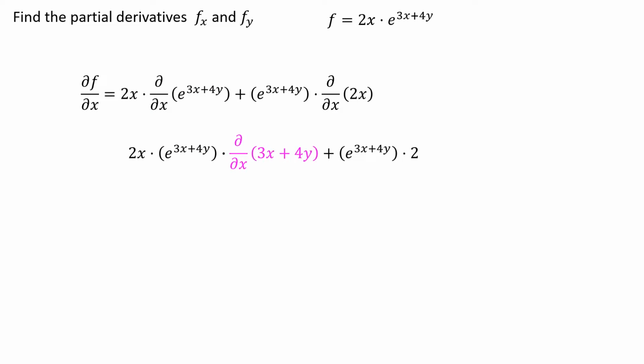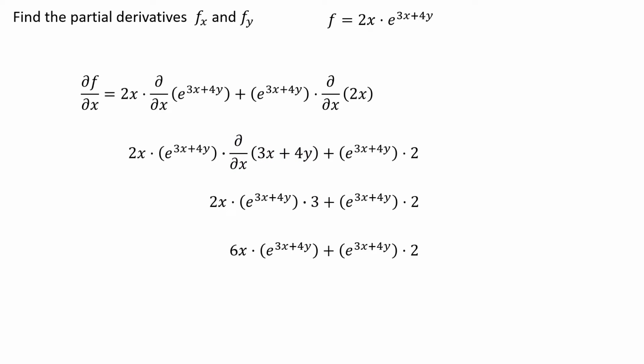And now I have to compute the derivative that came out of the chain rule. Since we're taking the partial derivative here with respect to x, y is considered held constant. And therefore, this derivative is just 3. Finally, doing a little algebraic cleanup, and then, if desired, factoring out the exponential function, we now have the partial derivative of f with respect to x.